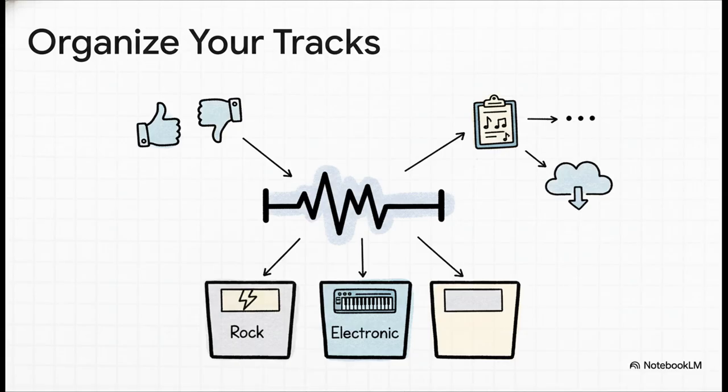So, what happens when you've got a bunch of new tracks? How do you keep everything organized? Well, it's pretty simple. You can use the like and dislike buttons to sort through them quickly. Click the little 3 dots to add your favorites to a playlist, and you can even create different workspaces to keep all your projects tidy, like one for rock and one for electronic.